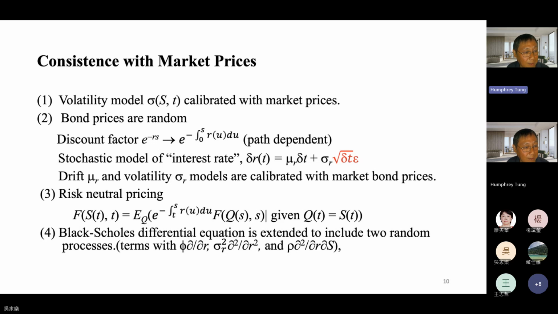Here, if you have two random processes, then the previous differential equation needs to include these three terms: the terms with the derivative with respect to interest rate, one time and two times, and also the correlation between the random asset price and the random interest rate.